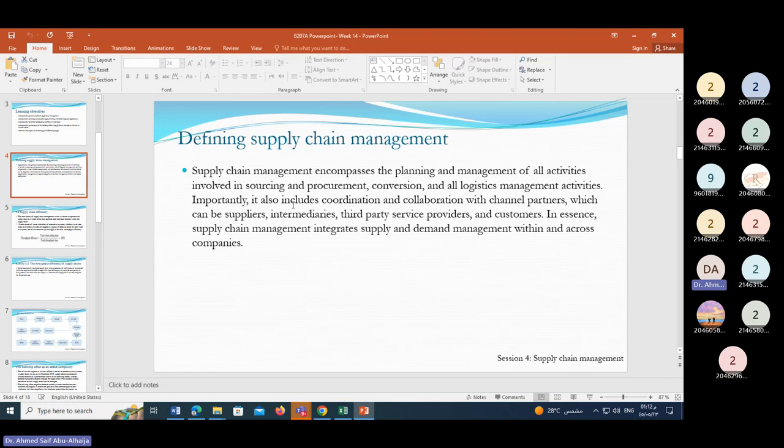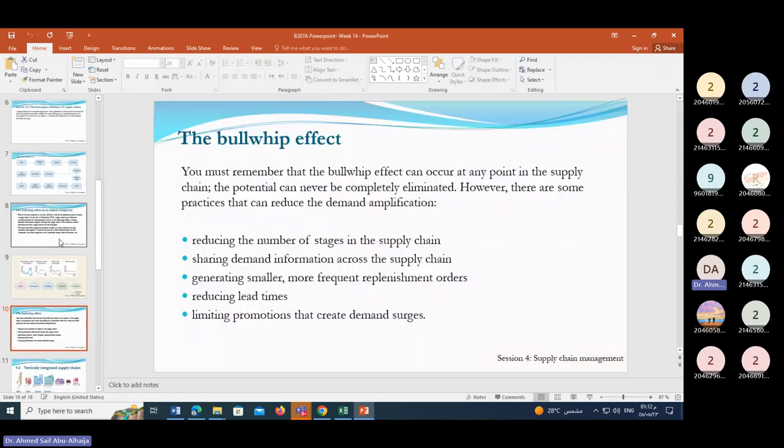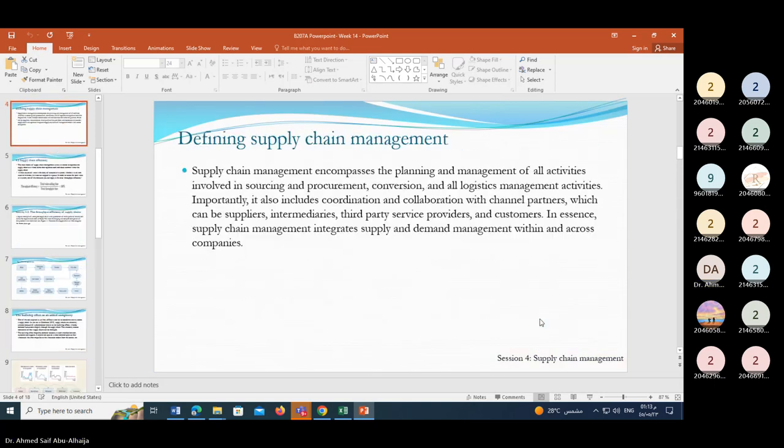And this also means that you need to know how to manage the relationships with the channel partners. Yes, this is the channel partners, guys: supplier, manufacturer, wholesaler, retailer, and maybe you have some more, and the customer. So you need to know how to manage the relationship with the channel partners in a way that we all achieve our mutual goals.